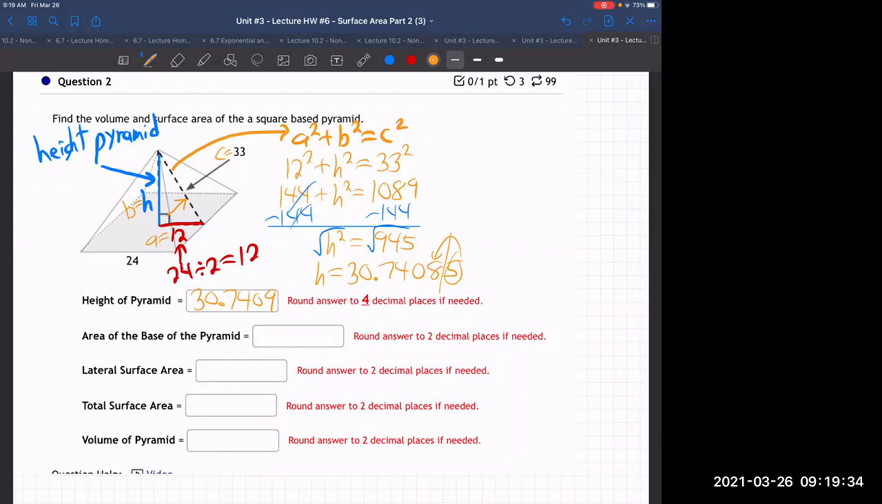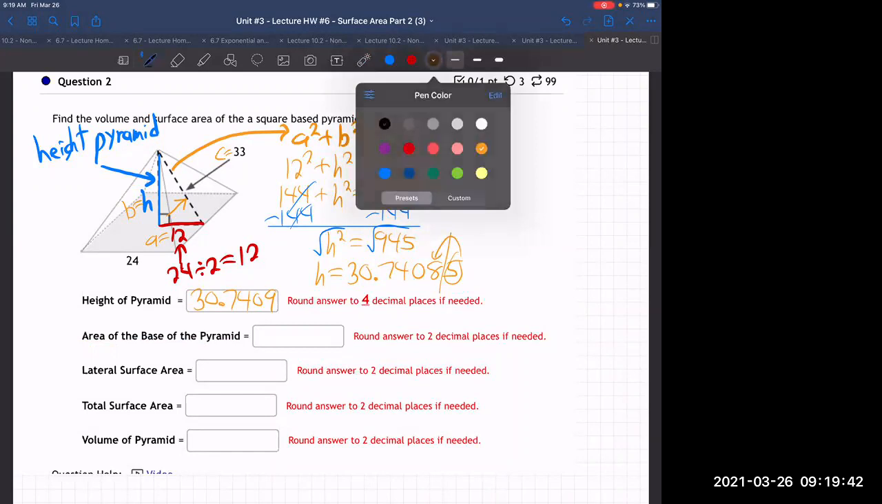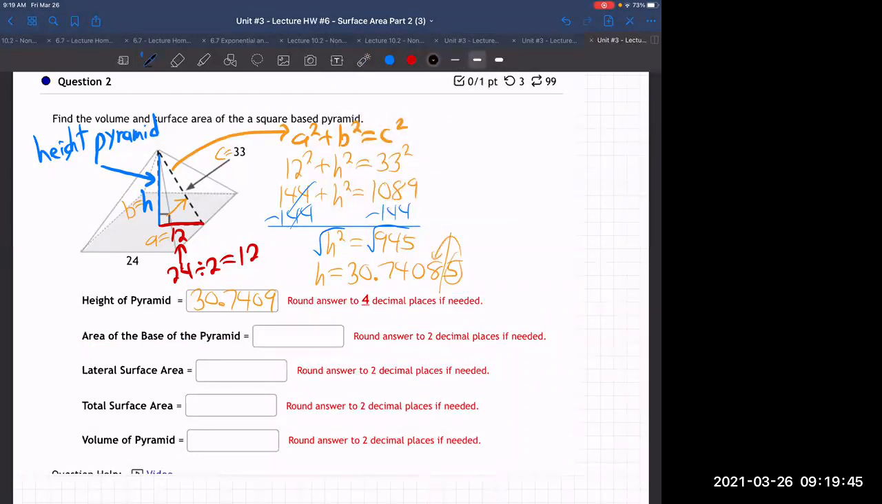All right, next question. I have a whole battery of questions here for us. The area of the base of the pyramid. Okay, it says right here, square based. So the base is a square. So therefore, if this side is 24, then the other side is also 24. That's pretty easy. That's just going to be 24 times 24, because it's one side times the other. And it's 576.